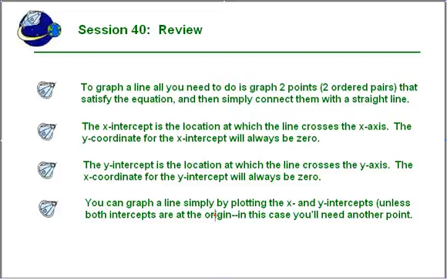And then lastly, you can graph a line simply by plotting the x and y-intercepts, unless both of those intercepts are at the origin. In this case, you'll need another point. And once you have plotted the x and y-intercepts, you simply connect them with a straight line.